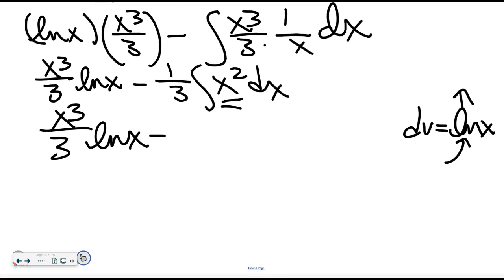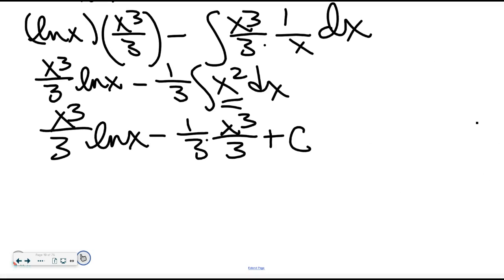So watch what College Board, can I quit? Well, this would be 1/3 x cubed over 3, right? And then plus C. And then maybe there's an x cubed thirds factored out. Just, you know, if it's FRQ, leave it. If it's multiple choice and you need to match it with something, factor it. Now watch. I'm going to show you what College Board sometimes does.